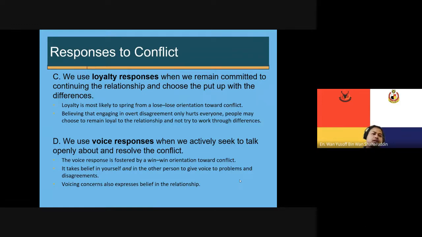So the best one will be the voice responses towards conflict, because both of the parties, you and also your partner, or maybe you and your good friends, will express the same concern, will express your opinion, will express your disagreement to the extent that you will come to a resolution that will make everybody a winner in this particular conflict or argument. Okay.